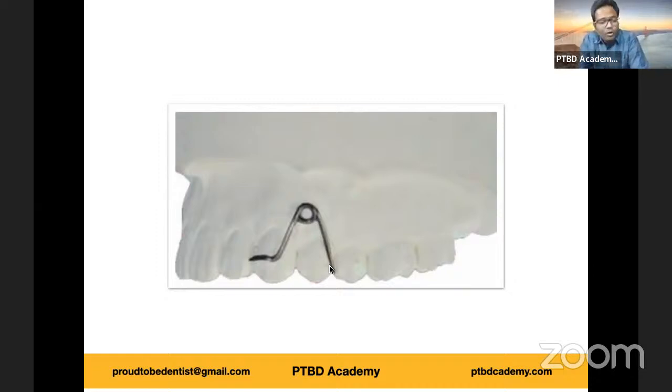So as you all rightly said, this is a standard buccal canine retractor, which is used where a buccally placed canine has to be moved both palatally as well as distally. It's fabricated from 0.7 mm stainless steel wire or 21 gauge stainless steel wire.